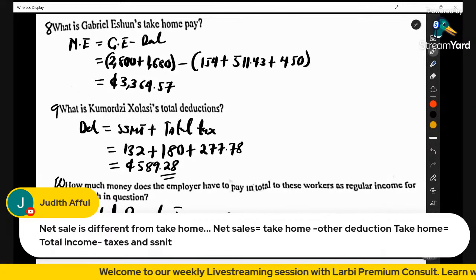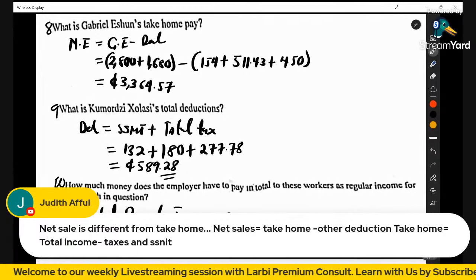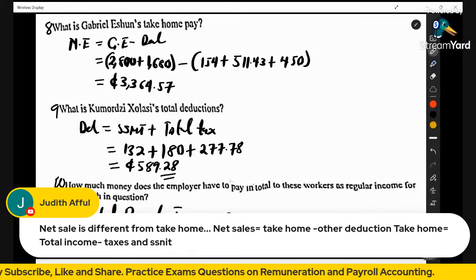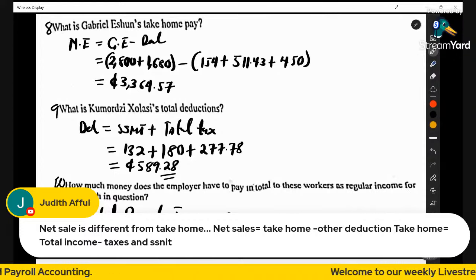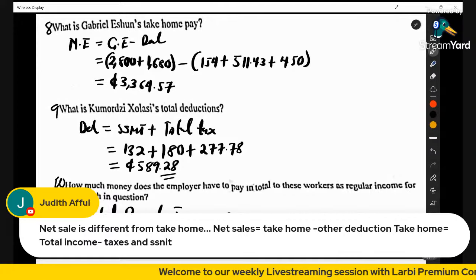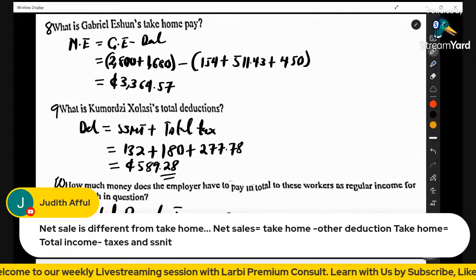So net sale will always be taking into account the total sale that you made for the period, taking all returns, and if you have quota for it, you take all the quotas. Okay, so let me give you this simple equation. It should be the total sale that you get for the period, taking all returns. But if you have to calculate the commission, that's where you bring in the quota issue. But generally, net sales is total sales minus all returns. So let's take note of that.